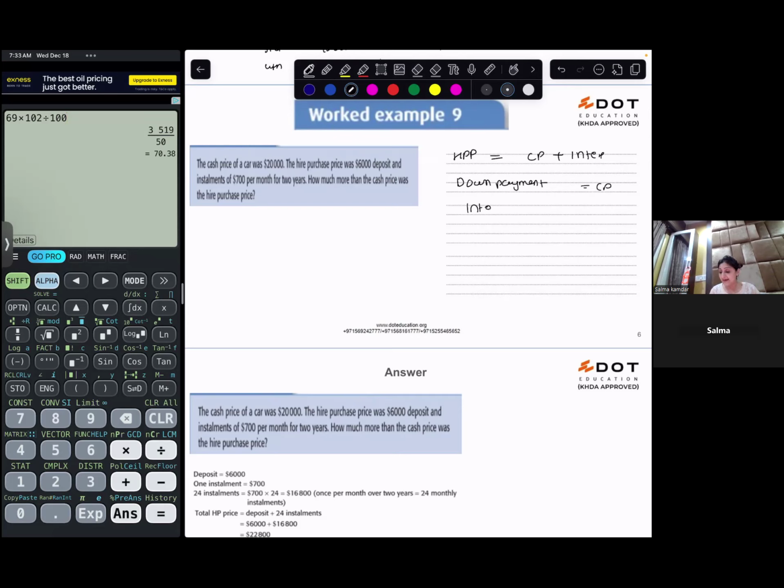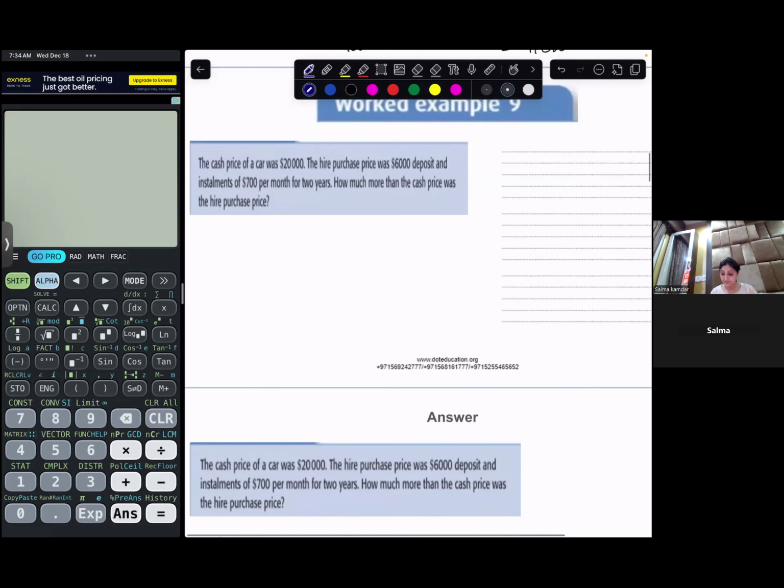But whenever you're paying your installment, the installment would be your cash price plus your interest. Until and unless you clear your down payment and all your installments, the ownership of the asset would remain with the shopkeeper. Okay, so this is all that you need to know about hire purchase price.